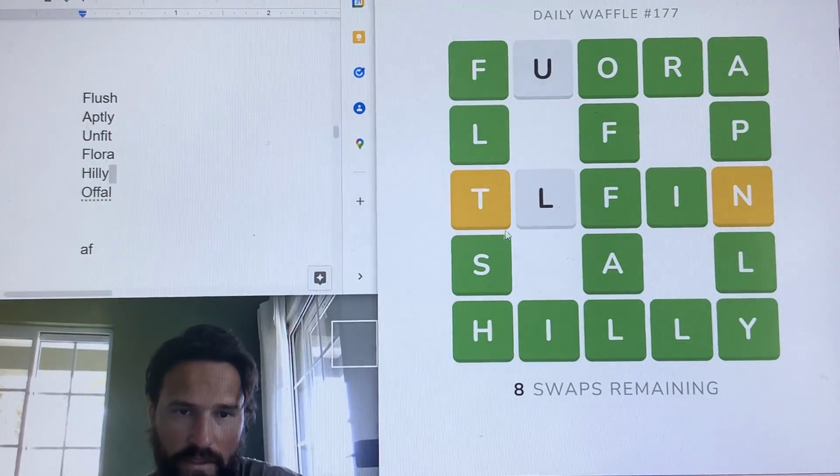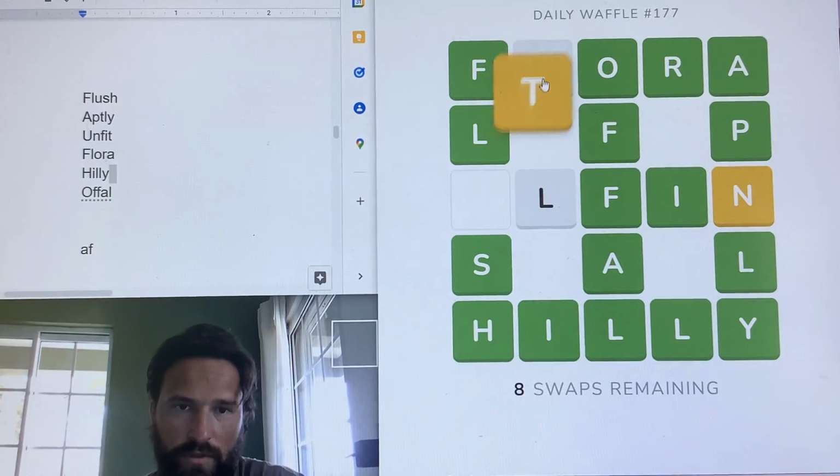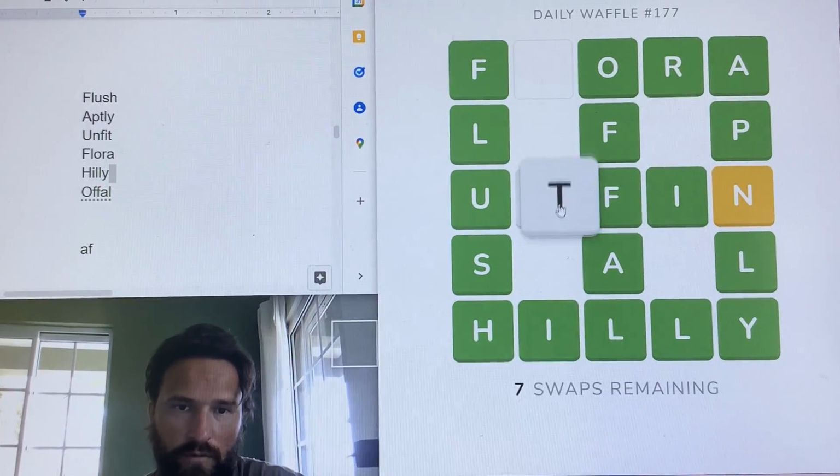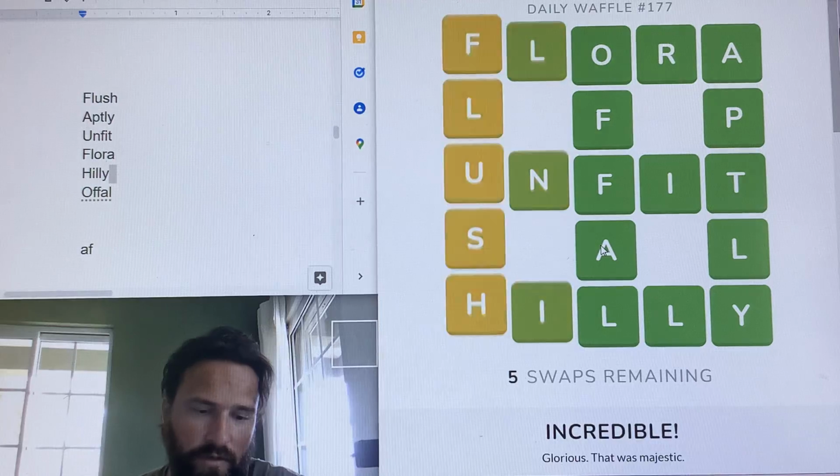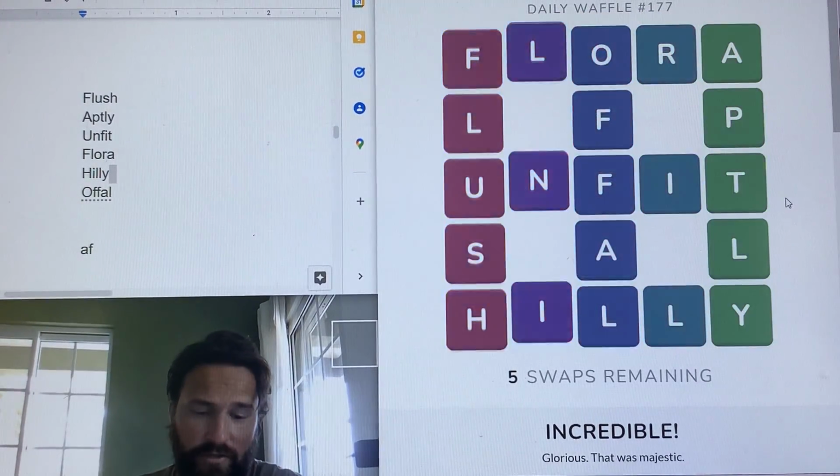So this wants to be a U, we'll do that. This wants to be an L, we'll do that. Switch these 2 and we got a 5-star waffle, baby. That one was tough. I had a tough time with that.